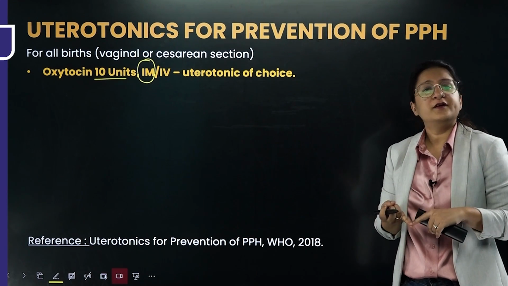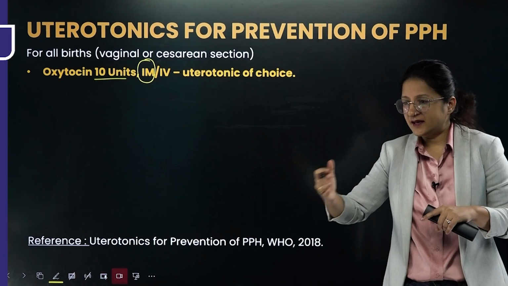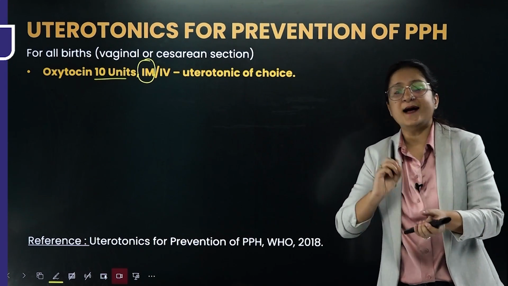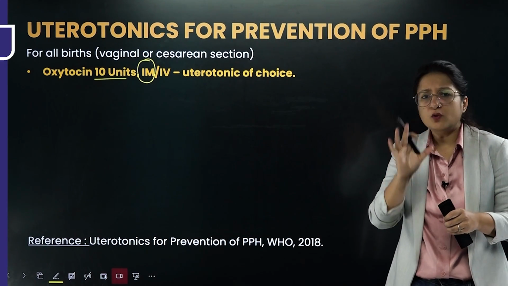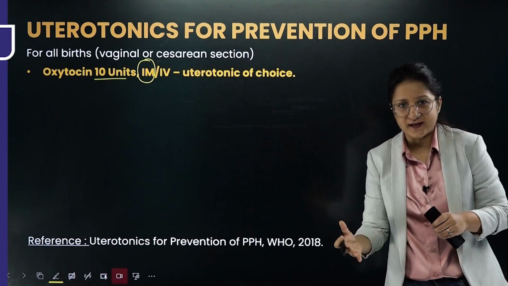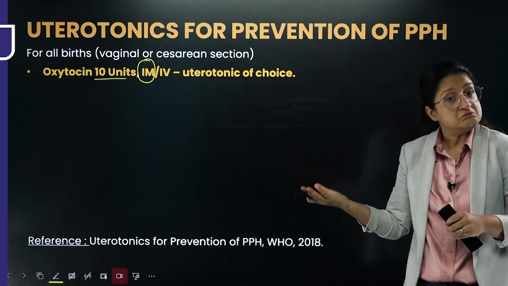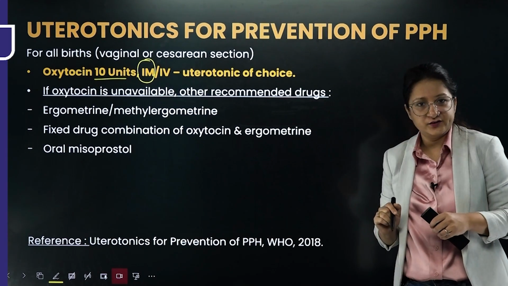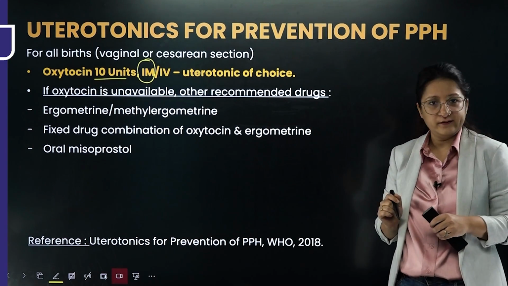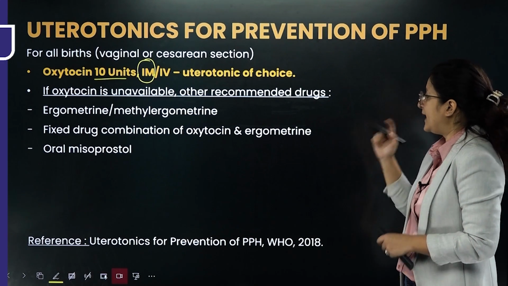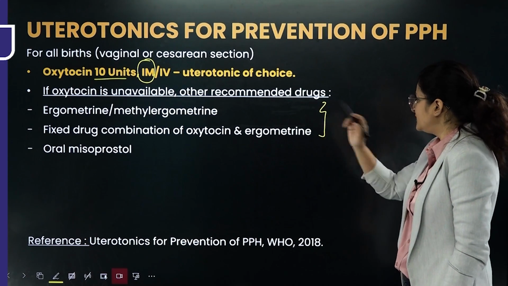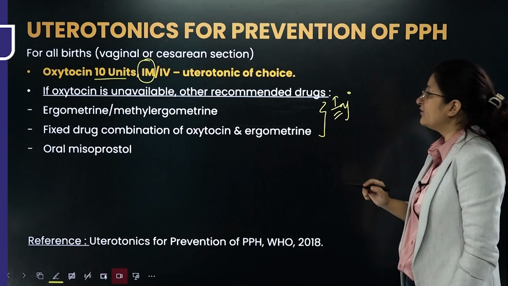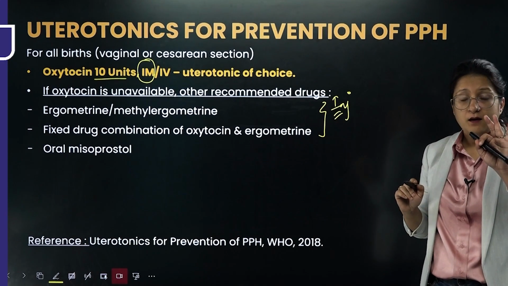Also, remember that the Government of India recommendations apply to village health workers also, midwives also, right? So, the recommendation from them is give 10 units IM. Right? IV bolus, that we all tend to avoid because it can lead to dangerous side effects like hypotension or dangerous tachycardia. If oxytocin is unavailable, what are the other recommended drugs? Ergometrine or methylergometrine, right? Or a fixed drug combination of oxytocin and ergometrine. Now, these injectable uterotonics can only be given if the contraindications can be ruled out.